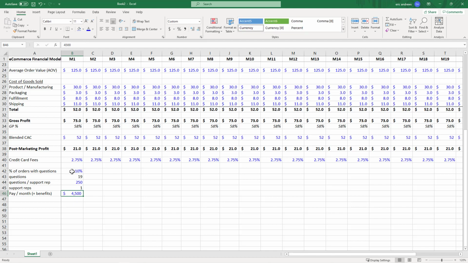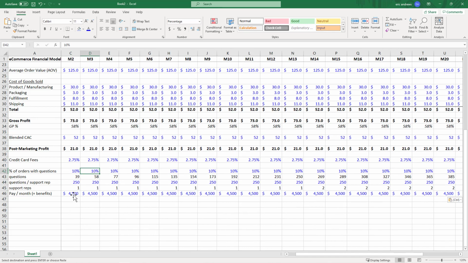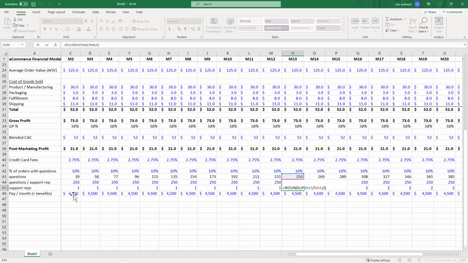Okay, so now we've got a forecast, so check this out. If we drag this forward, let's see, does this get us to multiple reps? So look, at this point, this formula, we're at 250, and one rep can handle 250 questions a month, right? So we took 250 divided by 250, that's still one. But as soon as we get to 269, our ROUNDUP formula rounds up to two reps because one rep can only handle 250 questions a month. So now that goes to two reps.